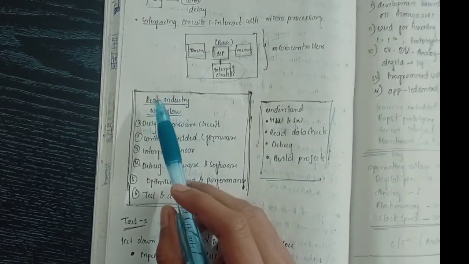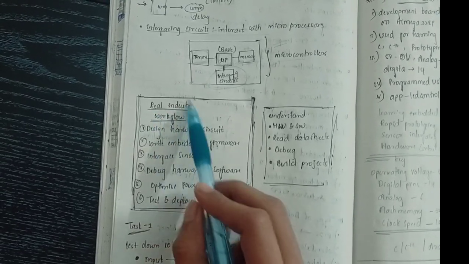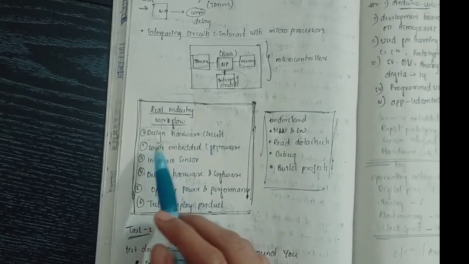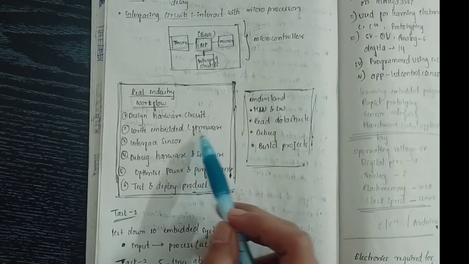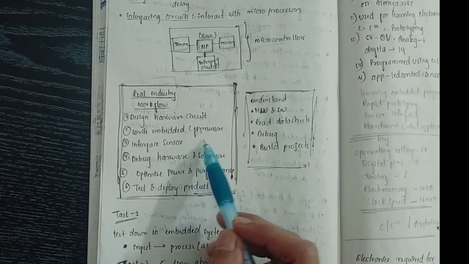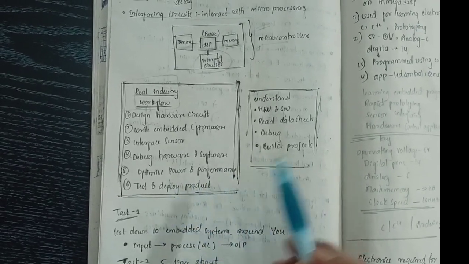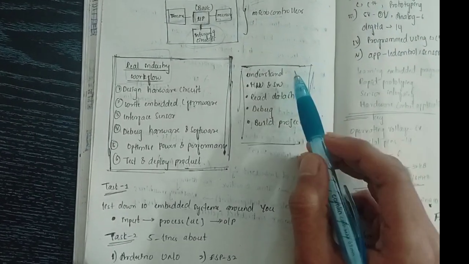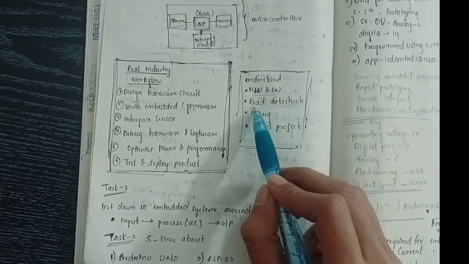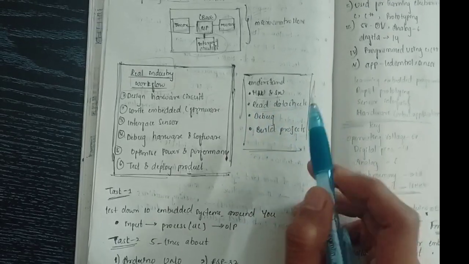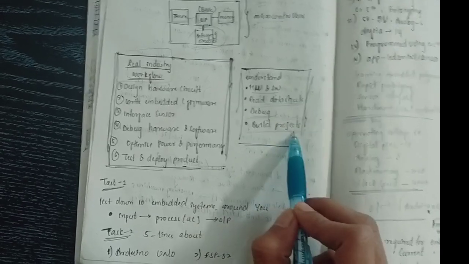You might think, so why are we learning this? This is the real workflow of an embedded system engineer in industry. They design hardware circuits, write embedded C firmware programs, interface sensors, debug hardware and software, optimize power and performance, and test and deploy the product. So what we need to understand is hardware and software, how to read data sheets for multiple circuits or components, how to debug the components or the software, and how to build projects.